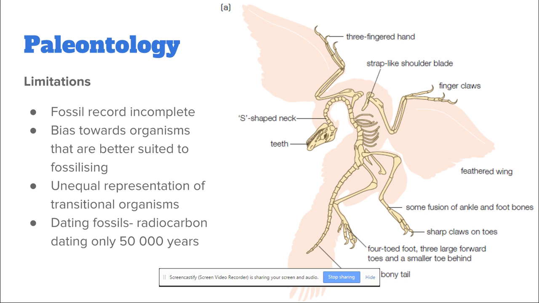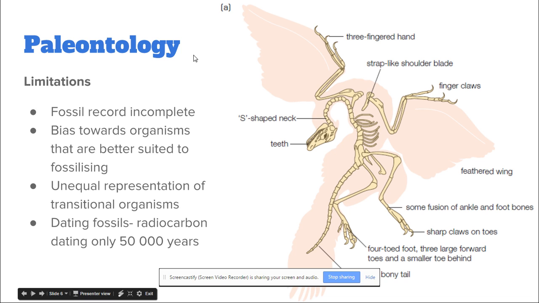So here we have the picture of the Archaeopteryx. So we can see here that there used to be a feathered wing here, but it's got finger claws. We've got vestigial organs around, a bony tail, all those kind of things.